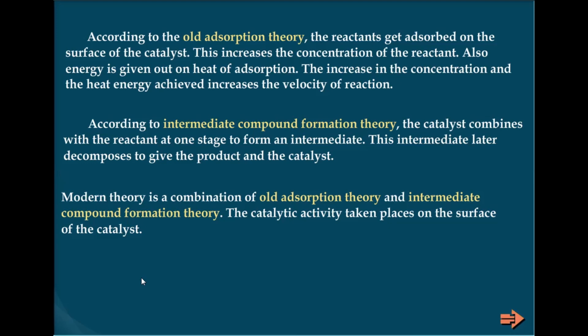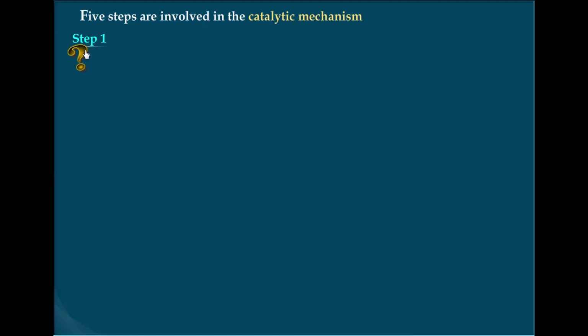Now, the modern theory is a combination of the old adsorption theory and the intermediate compound formation theory. It's very easy to learn also. The catalytic activity takes place on the surface of the catalyst. So, all the reactions take place on the surface of the catalyst. There are 5 steps involved in the adsorption theory of heterogeneous catalysis.